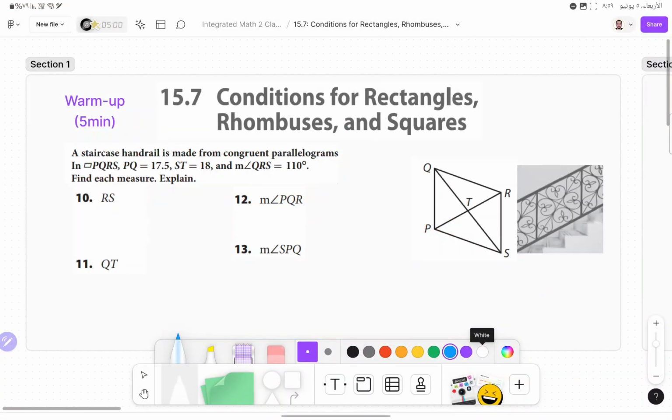Today we're going to study 15.7, conditions of rectangles, rhombuses and squares.